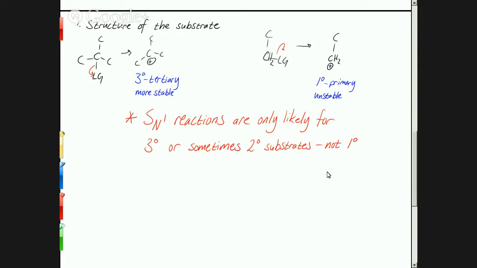Because if we see that tertiary substrate, we can say this is likely to go by SN1. If we see a primary substrate, we can say, oh, this is likely to be SN2 before we even start getting into all these other rules. So it's really only the part in the middle, those secondary substrates, where it's going to be a little bit back and forth.